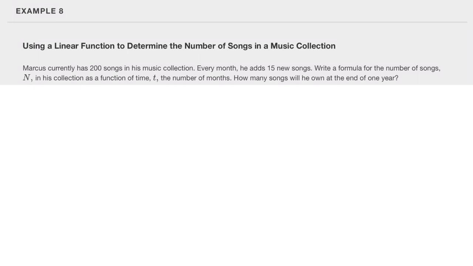Okay. So we have the number of songs as a function of the months, the time. A linear function. So I'm going to start with y equals mx plus b. Now we want the number of songs as a function of months. When we started this analysis, it says he's starting with 200 songs. So that's like a y-intercept. That's essentially telling us that the b is 200 songs.